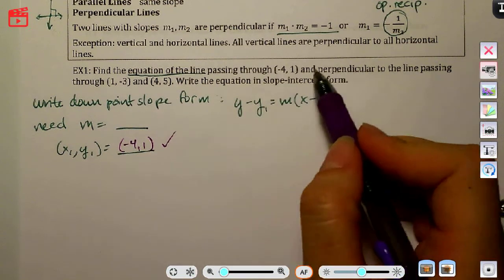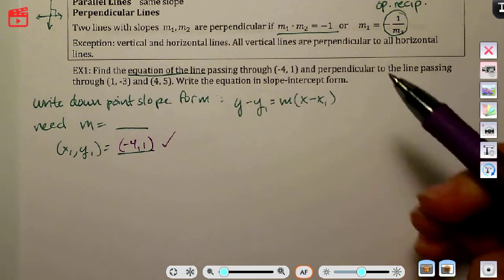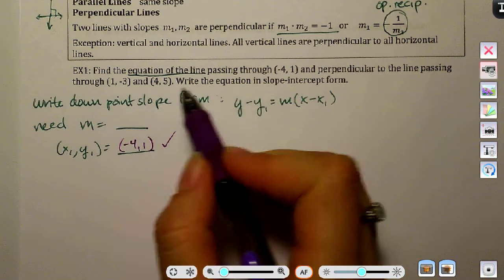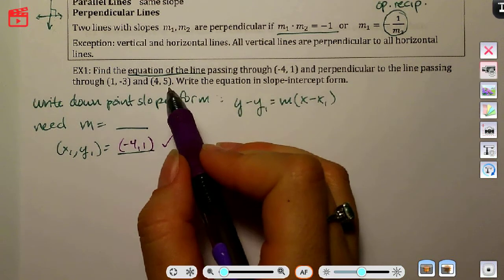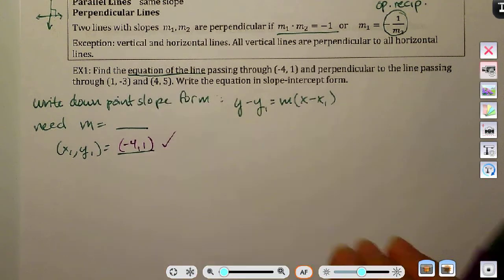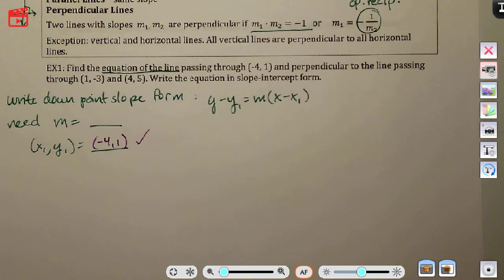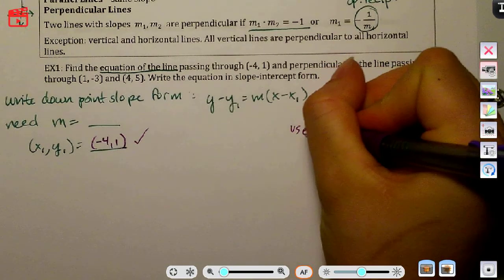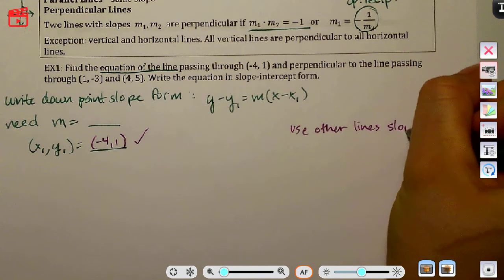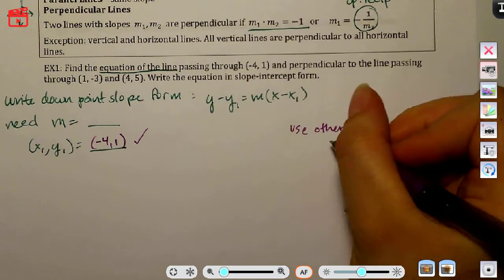Well, what do I know about perpendicular lines? Well, if a line is perpendicular to mine, that means my slope is related to this slope. So what I'm going to do is find the slope of the second line, and then from there, use it to find my slope. So use the other line's slope. We need to find it first.